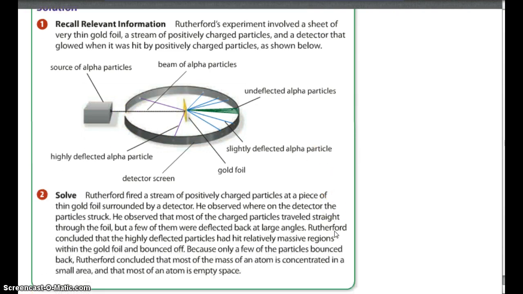Rutherford fired a stream of positively charged particles at a piece of thin gold foil surrounded by a detector, and we'll talk about the rest of this paragraph in the next video.